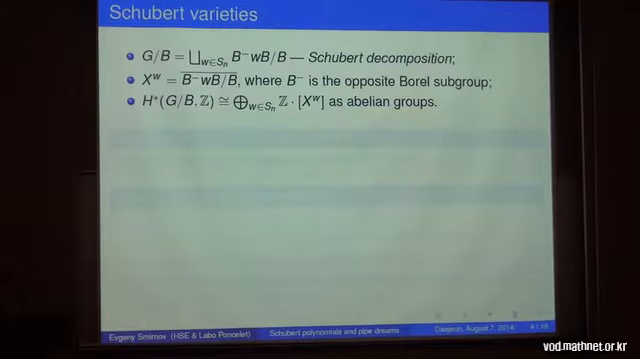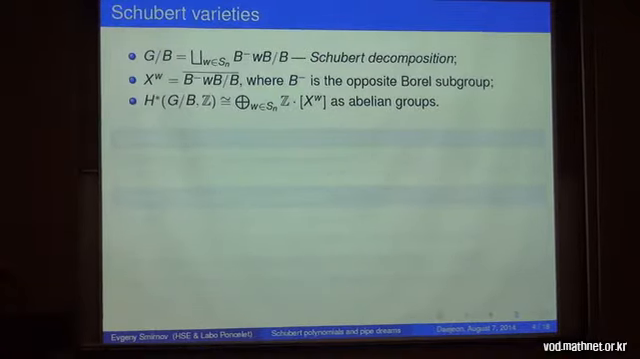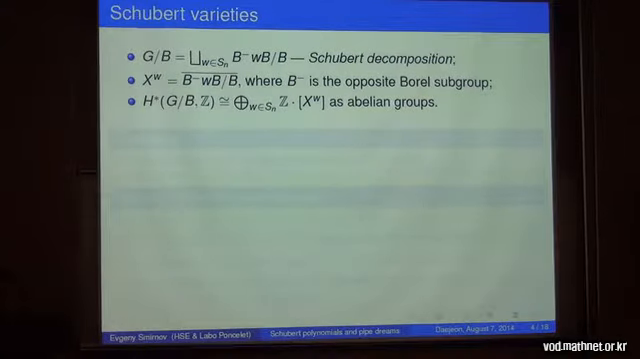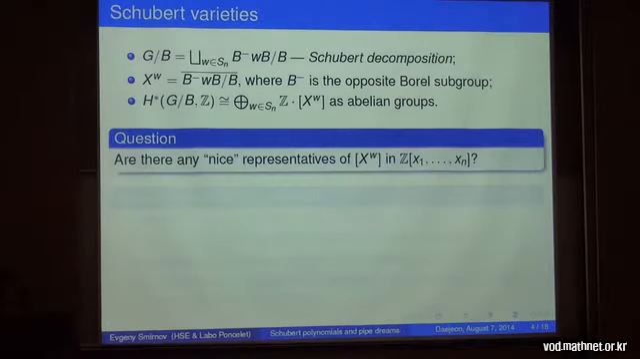One is multiplicative in terms of x1, ..., xn, which are negative Chern classes of line bundles on the full flag variety, and the other is additive, and this is related to Schubert varieties. So you would like to relate one to the other. So we would like to find nice representatives of the classes of X_W inside the polynomial ring.